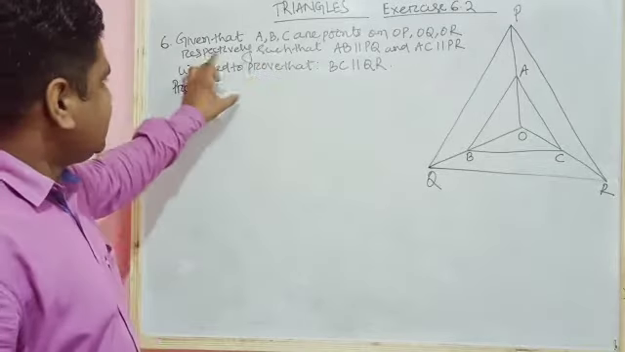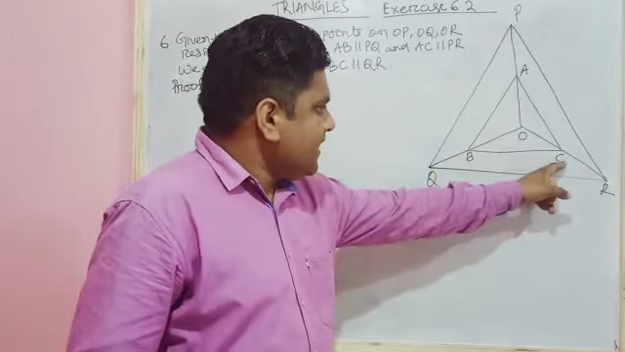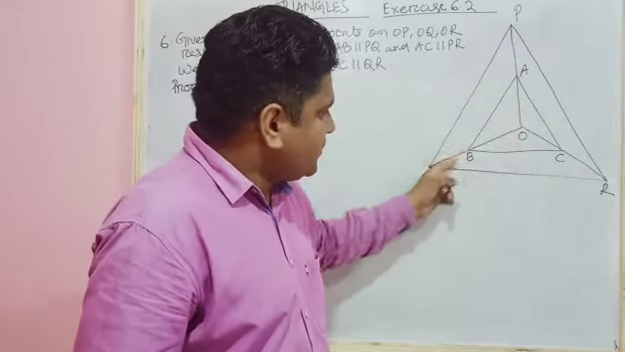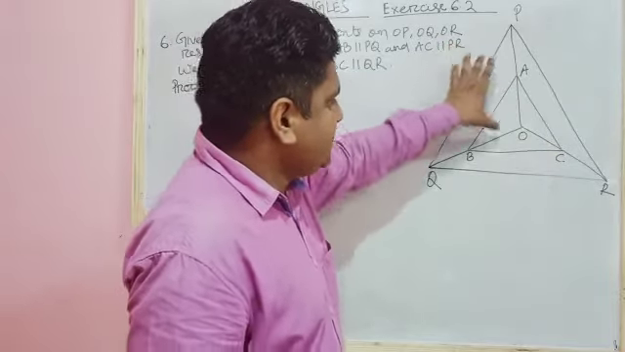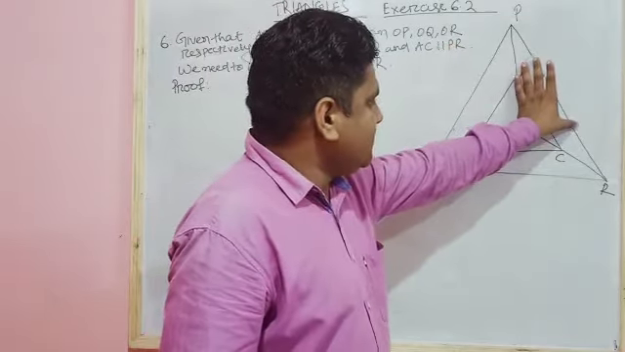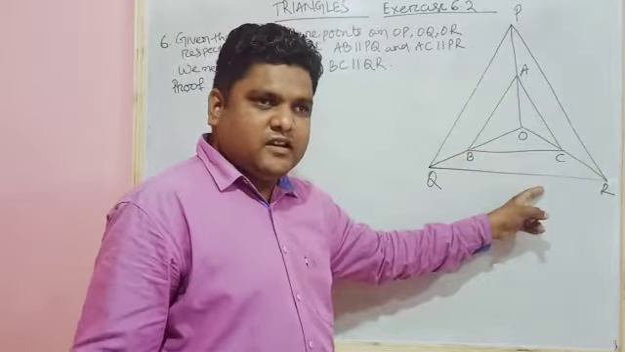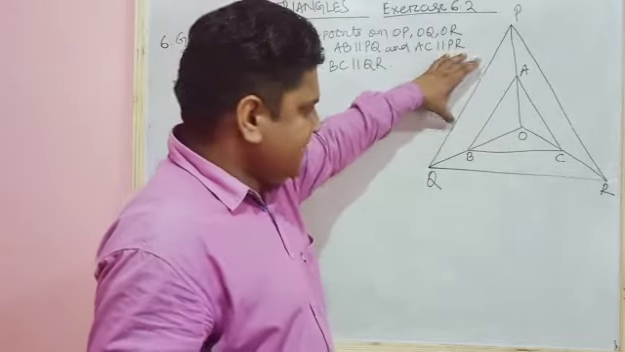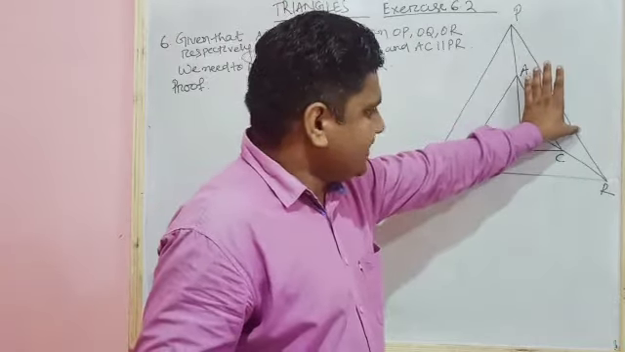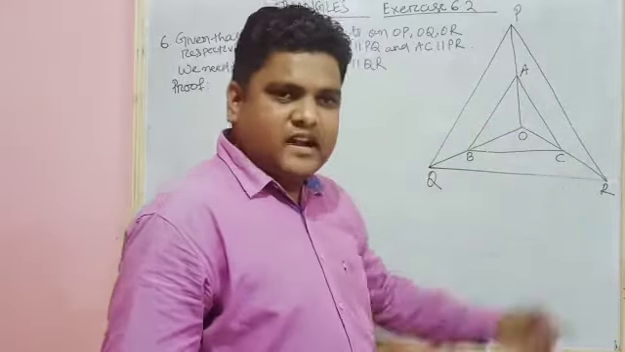Let's start number 6. That is, given that A, B, C are points on OP, OQ and OR, such that AB is parallel to PQ and AC is parallel to PR. We need to prove that BC is parallel to QR. Here we must remember that AB is parallel to PQ, it is given. AC is parallel to PR, it is also given. But we need to prove that BC and QR are parallel.